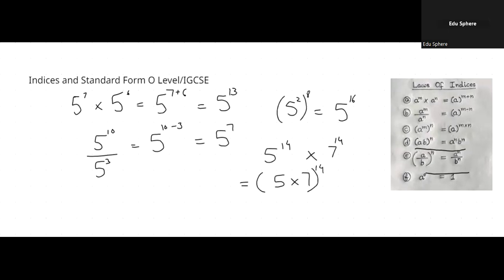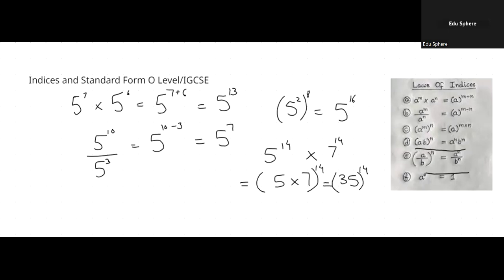We will simply multiply 5 with 7, which is 5 7s are 35. And on top of 35, we will write the power 14. So no need to multiply separately by taking the power of 5 times 14 and 7 times 14. Instead, we will simply write 5 times 7, and the power is 14. The same E rule is also applicable in this way.